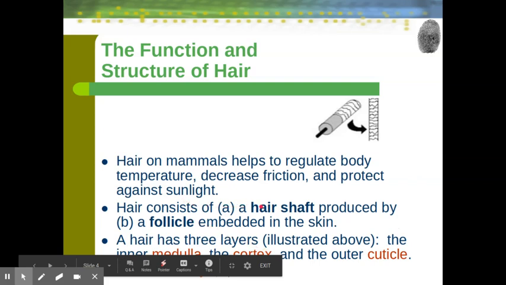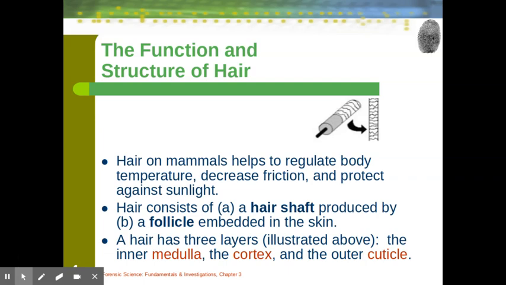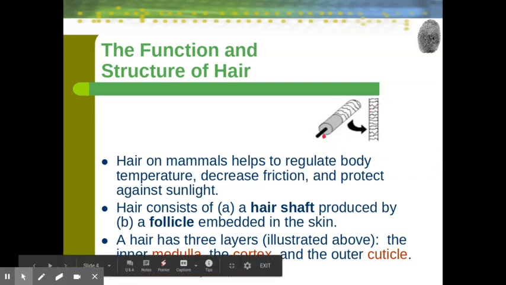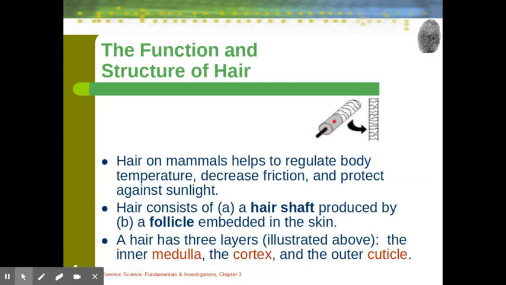The hair consists of the hair shaft, okay, and it grows out of a follicle, which is embedded in the skin. So the hair is going to have three layers: the medulla, the cortex, and the cuticle. So if you look up here, this in the center here would be the medulla, and the cortex is sort of this layer right here where you've got a lot of the pigment. And then on the outside, that's the cuticle, kind of the scaly looking part.